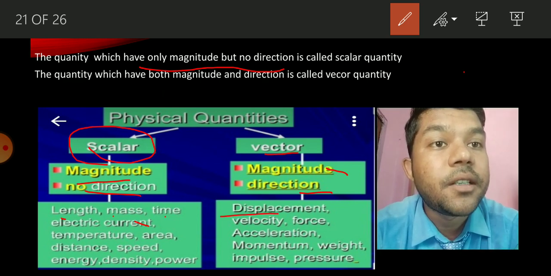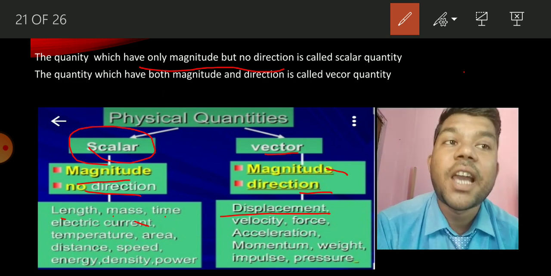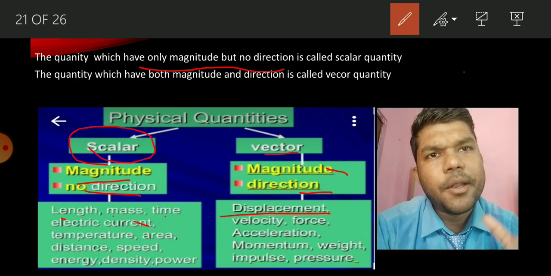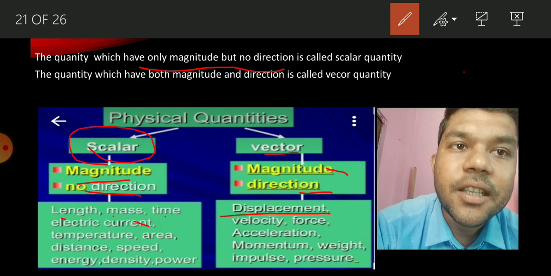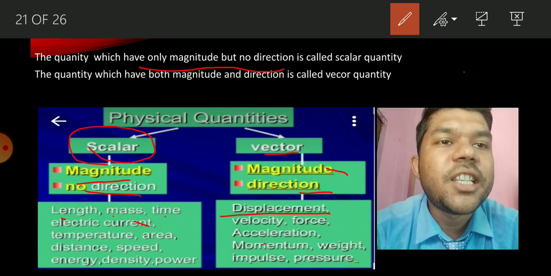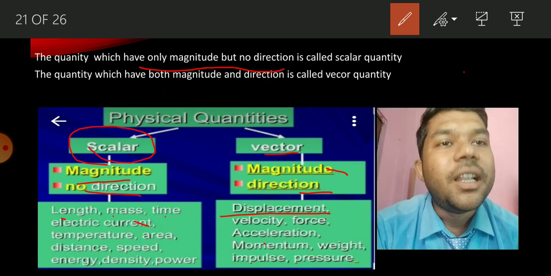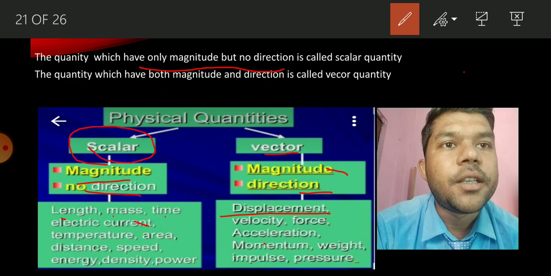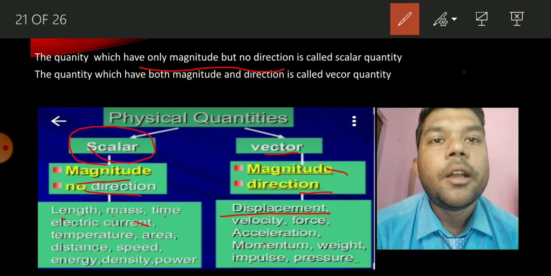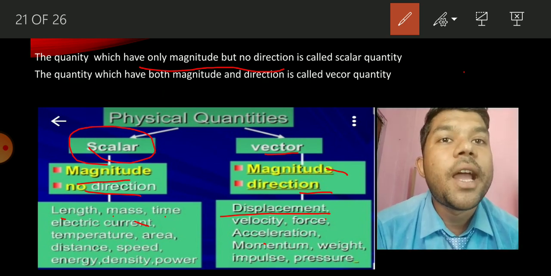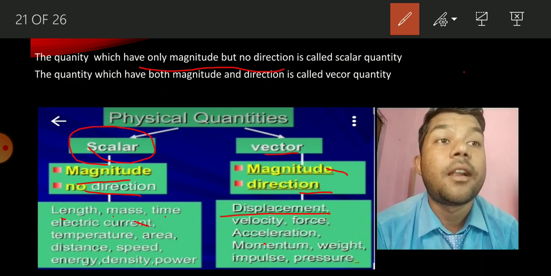Like displacement, that means distance traveled in a straight line. It has direction, whether the distance is traveled east, west, north, or south. Why? Because for a straight line there is a certain direction. In the same way, velocity, force, acceleration, momentum, weight, all these have direction. These are some examples of vector quantity. I think you understood scalar quantity and vector quantity. The quantity which has only magnitude but no direction is called scalar quantity, but the quantity which has both magnitude and direction is called vector quantity.